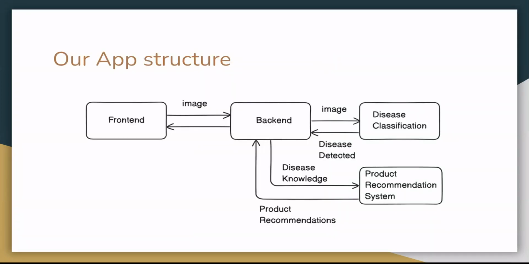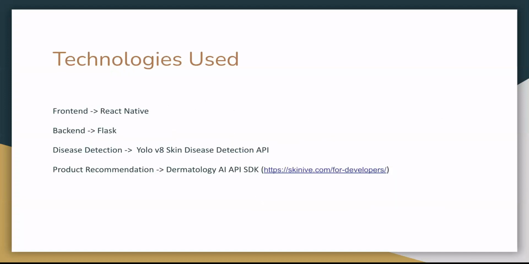So this is the basic app structure of our app. The front end is implemented in React Native. We have used React Native to build the mobile app. For the back end, we have used Flask, and for disease classification, we have used an API that is implemented using YOLO V8, and a product recommendation system API is also used. We have listed all of these technologies in our further slides.